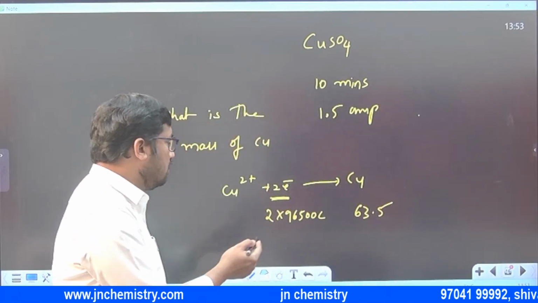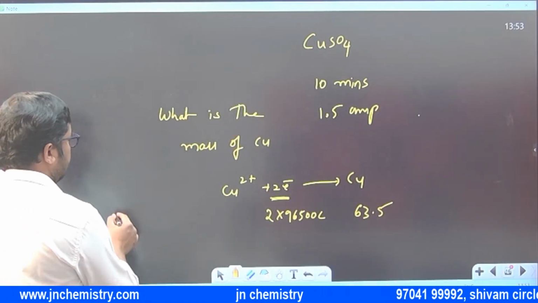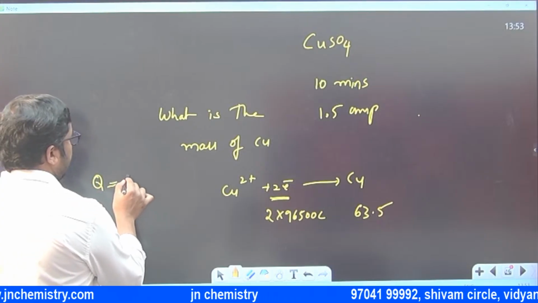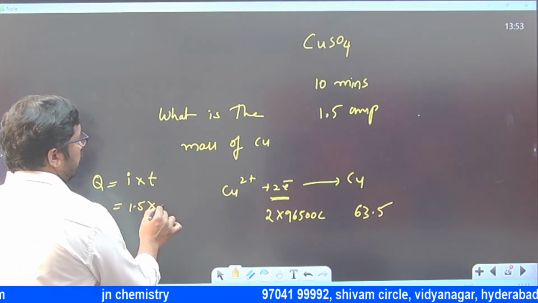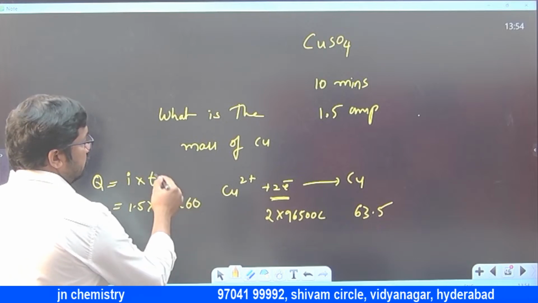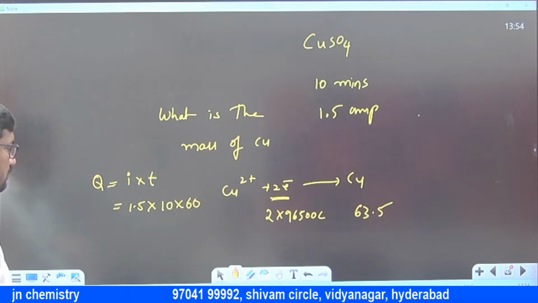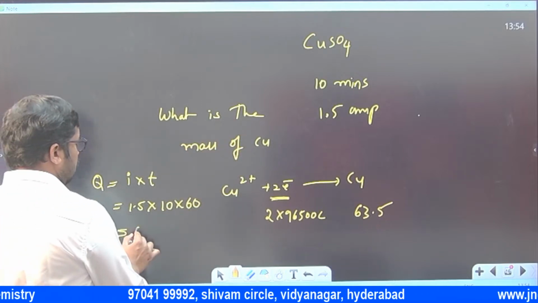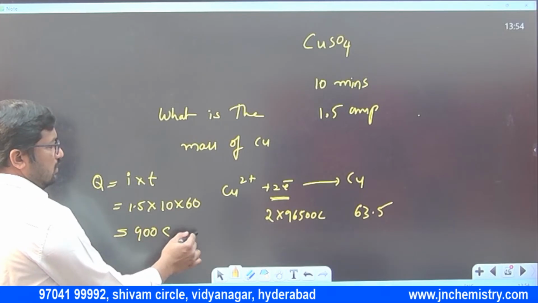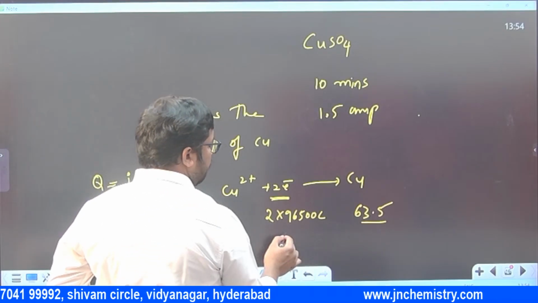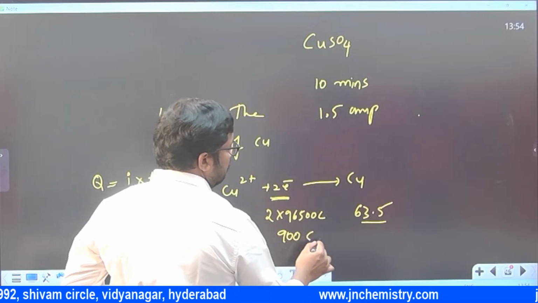Here, 10 minutes means what? Q is equal to I into t. I is 1.5, into time, 10 into 60, because we need to take it in seconds. So this is 900 coulombs. So 900 coulombs, how much copper? Simple.